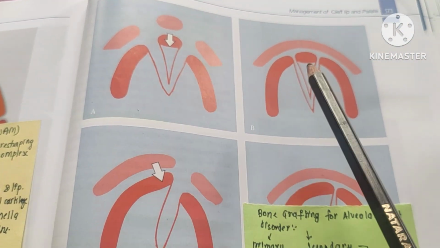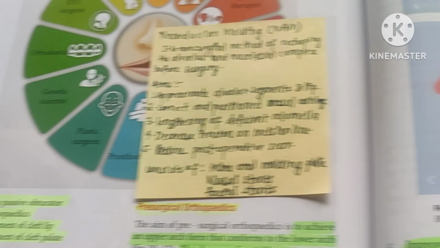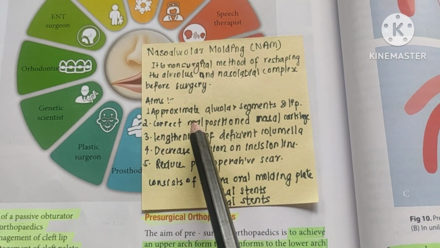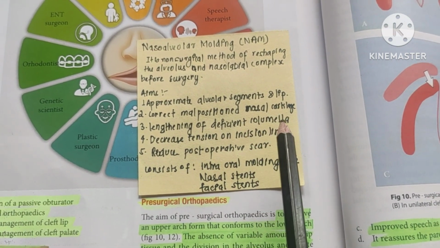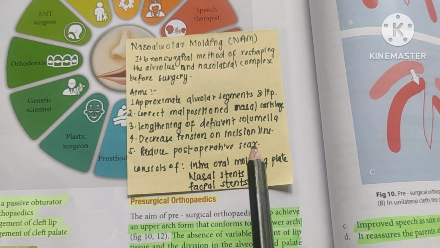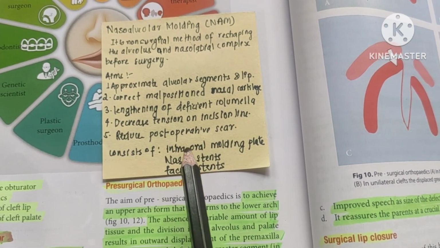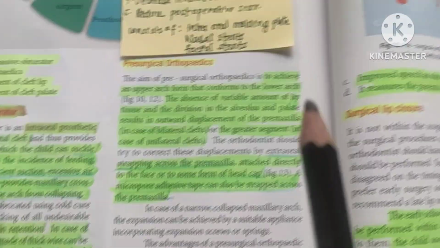See how much gap there was. Now the gap is closing. See the gap. So that's it. The next aims are to correct the malpositioned nasal cartilage, lengthen the deficient columella, decrease the tension in the incision line, and reduce the post-operative scar. It consists of an intraoral molding plate, nasal stents, and facial stents.